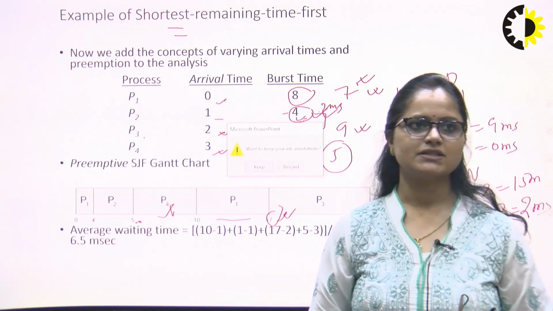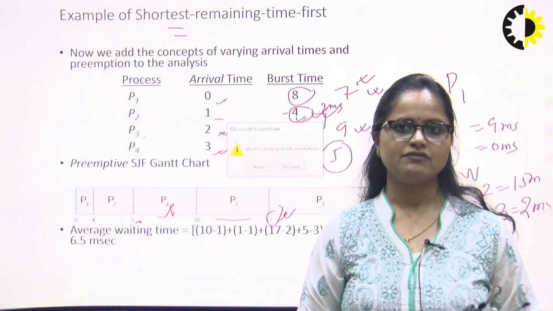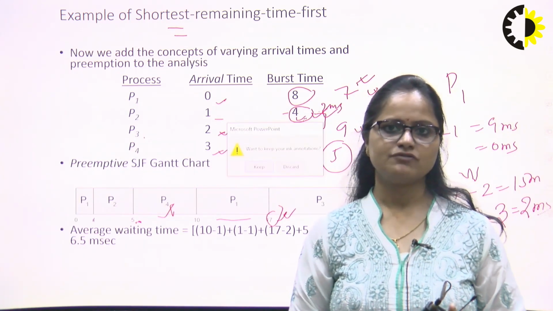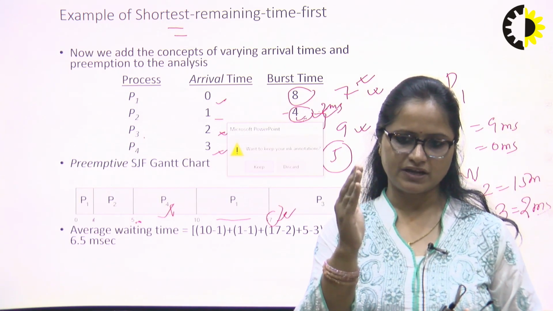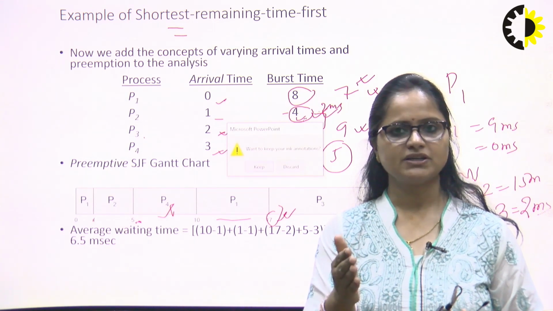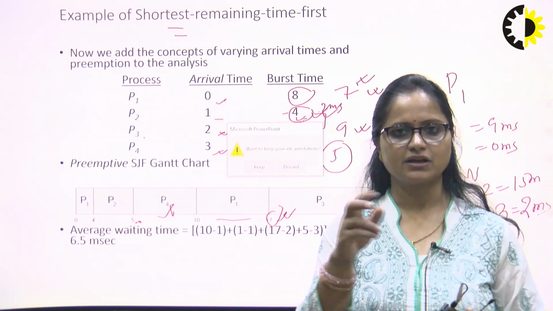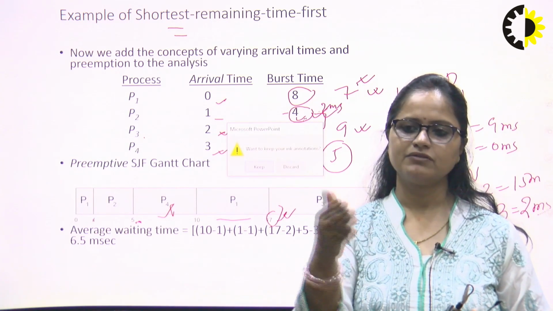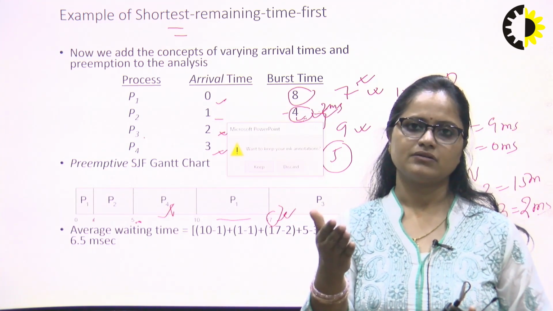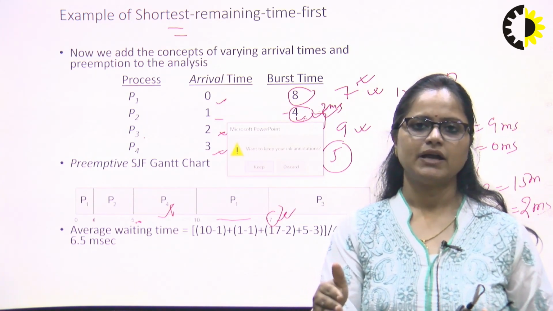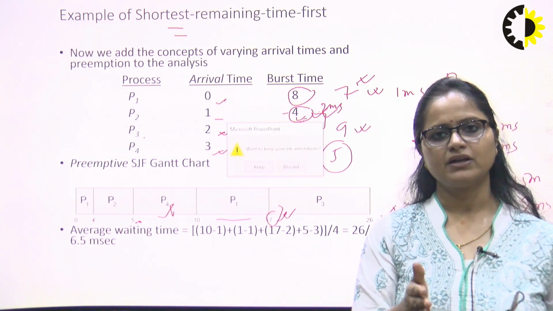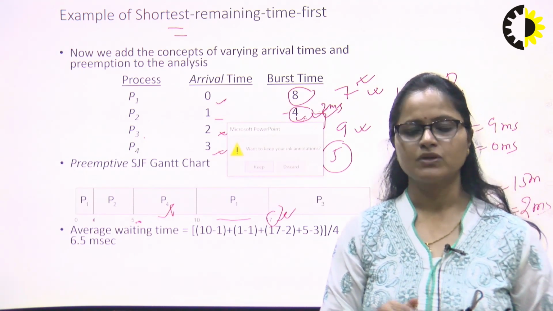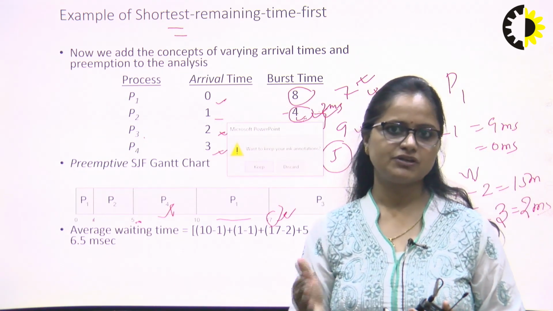So here we can see the difference between SJF and shortest remaining time first. SJF assumes that every process arrives at 0 time, but in shortest remaining time first, when a job arrives, it compares it with the running job, and the job with the lesser CPU burst will get the CPU. So this is the difference between SJF and SRT first.